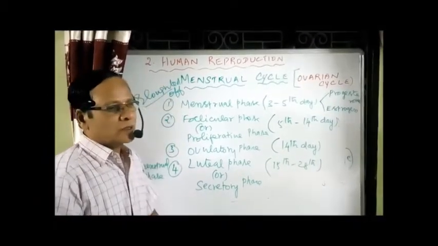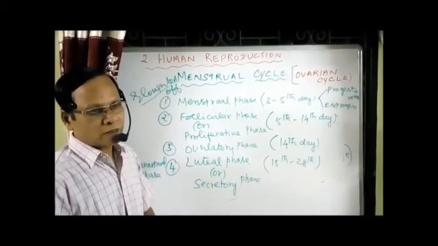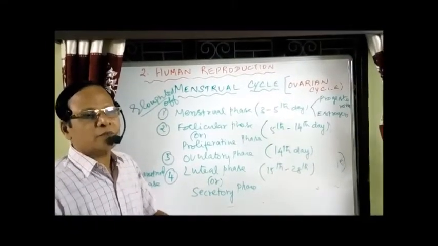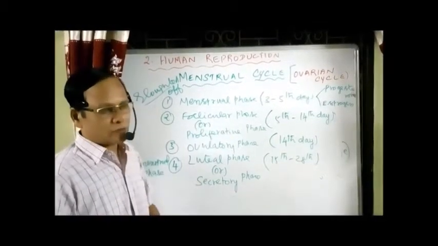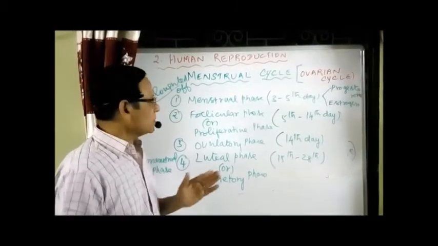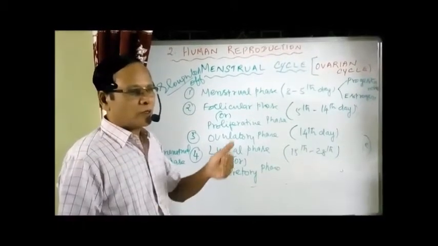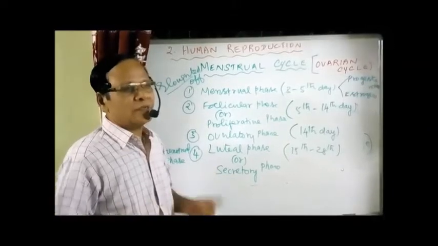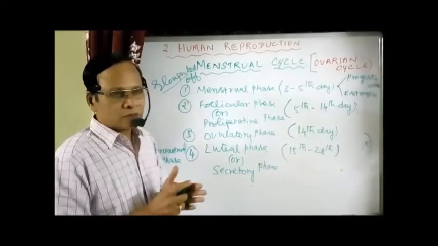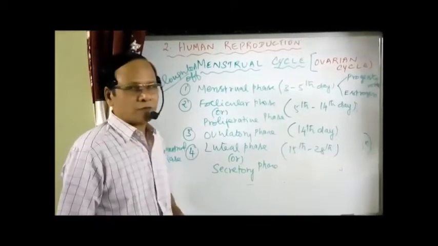However, sometimes there are other factors responsible for the absence of the menstrual cycle, for example stress, hormonal disorders, or anemic conditions. So the absence of the menstrual phase is an indication of pregnancy, but sometimes it is also due to stress, hormonal imbalance or disorders, or anemic conditions. The menstrual phase occurs if there is no fertilization. Okay, the menstrual phase. Now we go to the next one, the follicular phase.